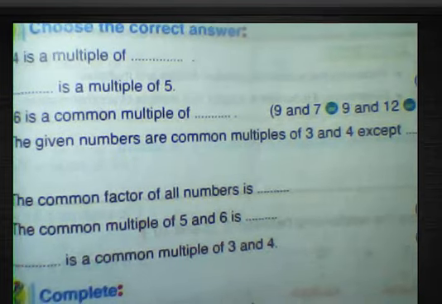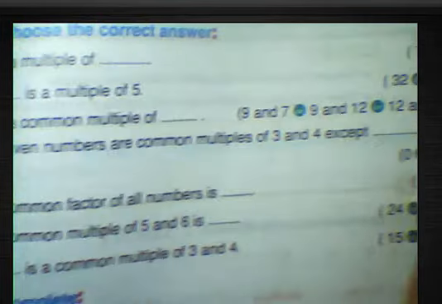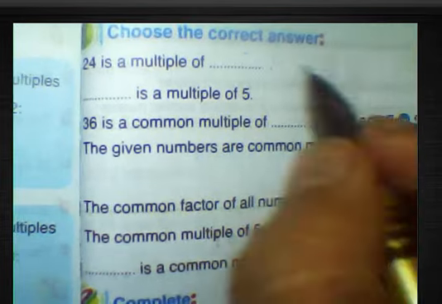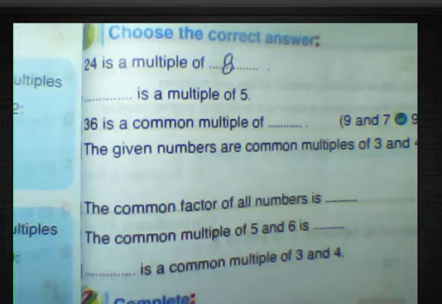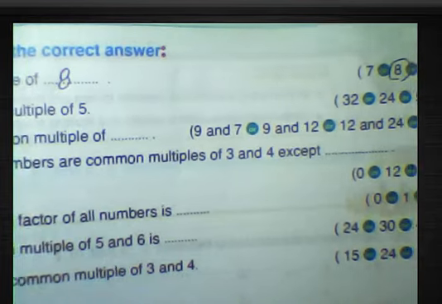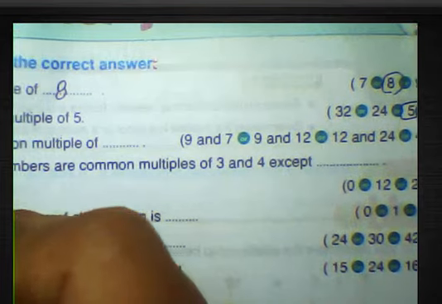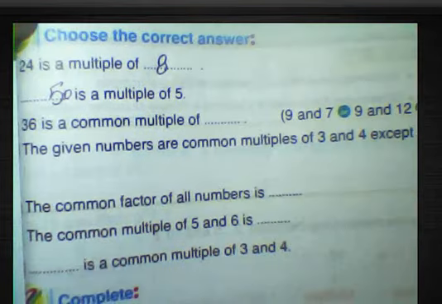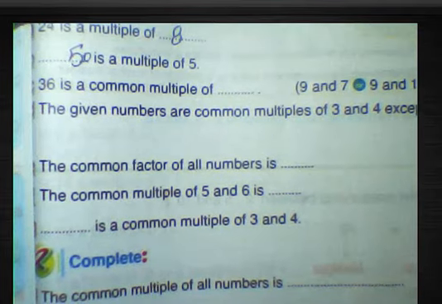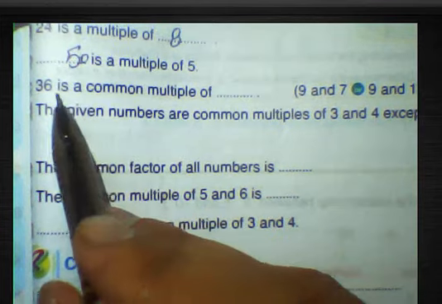24 is a multiple of what? 24 can divide by 8. Choose 8. Then 24 is a multiple of 8. Blank is a multiple of 5. We want to find the ones place 0 or 5 here. 50, because 50 can divide by 5 and 10. Then 50 is a multiple of 5. 36 is a common multiple of what? 36 equals, look here, 36 can divide by what?